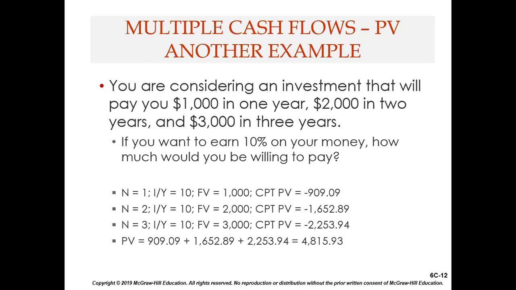The final payment occurs at the end of year three, so it would be compounding for three periods, so our N is three, 10% interest rate, future value is $3,000. So if we calculate the present value for each of those separately and add them up, they are worth $4,815.93 today. So lots of examples here.